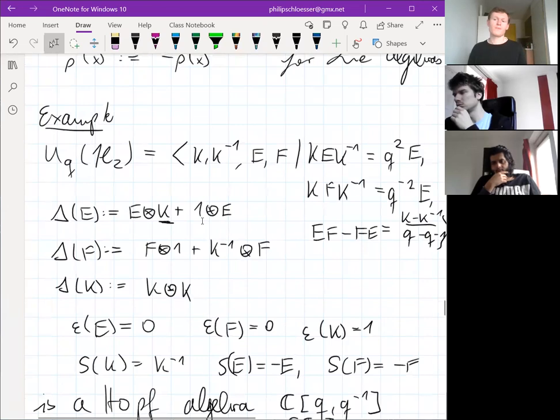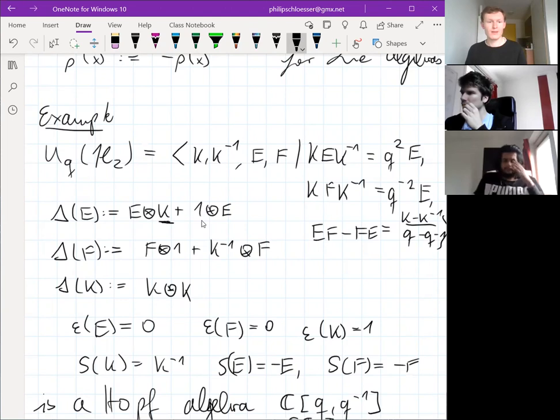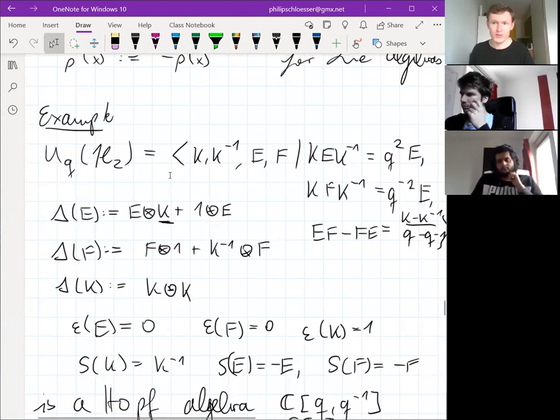Well, in this case, it's different because it's neither commutative nor co-commutative. I see. Unlike U of SL2, which is at least co-commutative. Yeah. And this is really the reason why they are called quantum groups, why the word quantum appears in this case.